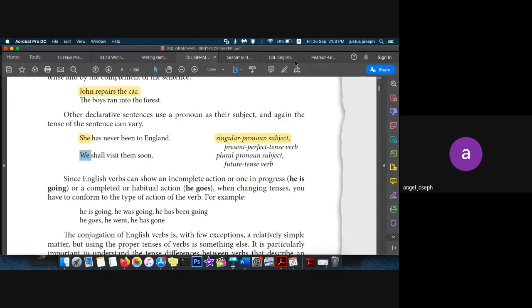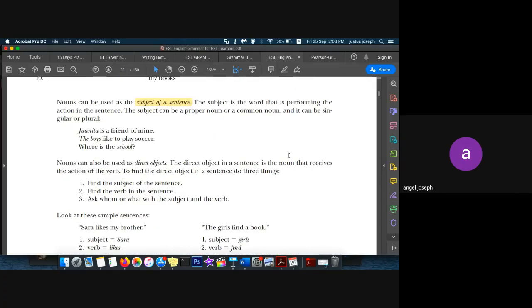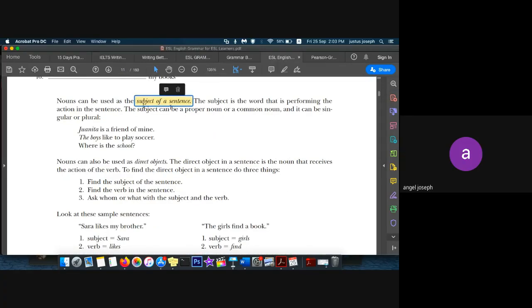My point was, what I wanted you to understand is the subject of a sentence. Subject understood? What is the subject? So, that's what this line is saying here, that the subject can be a proper noun, common noun. One more thing it can be. Just now we realized, what was it? It can also be a she, he, pronoun. And it can be singular or plural.